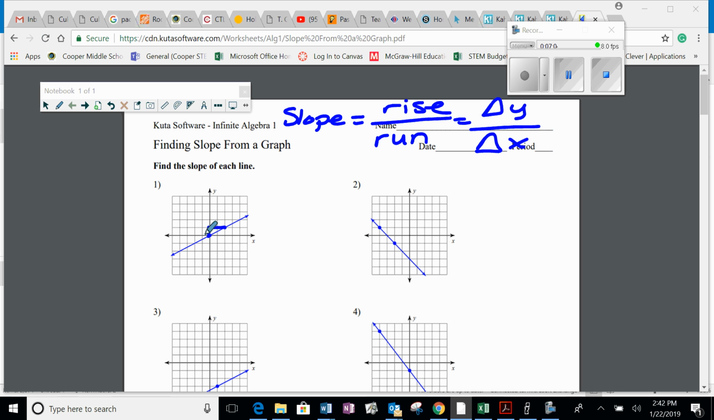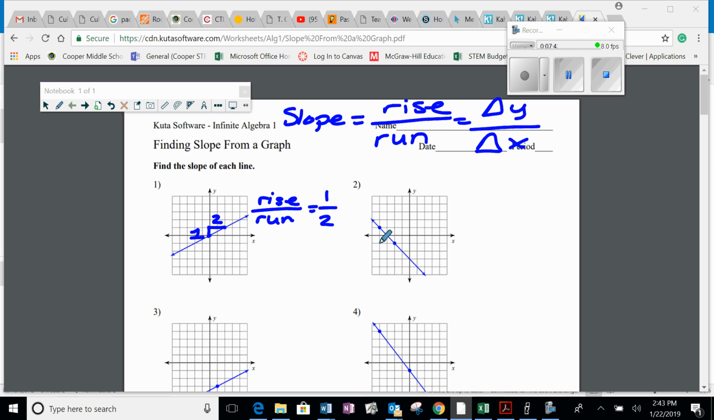How many did you have to go up? 1. And how many did we have to go over? 2. So that means your rise over your run is 1 over 2. That is your slope, which is the same thing as rate of change. Okay? No, we're not doing Pythagorean theorem. Pythagorean theorem would tell you what the length of this side is, and I don't want to know what the length of C is. I just want to know the distance. How would you go from one point to the other?